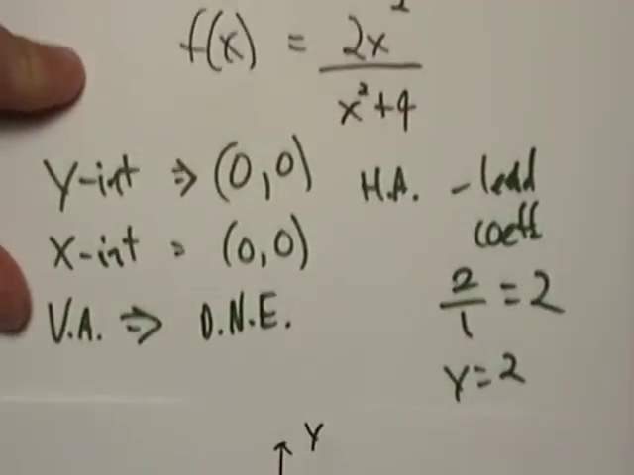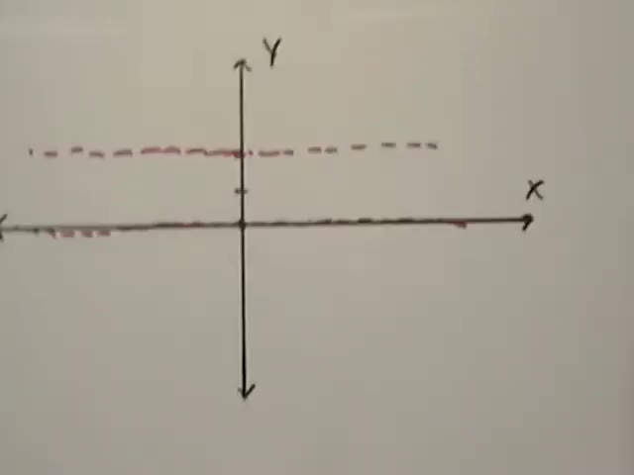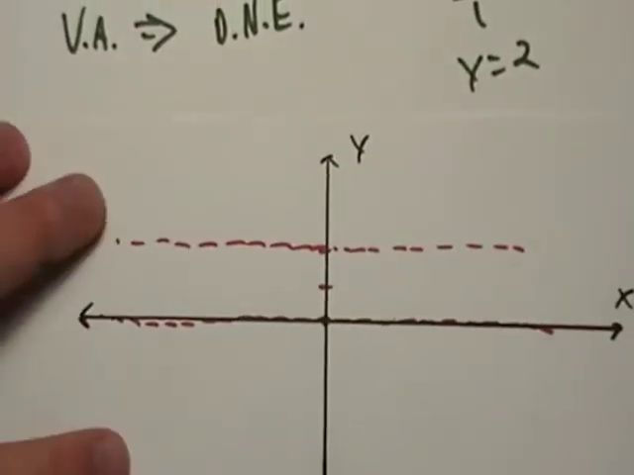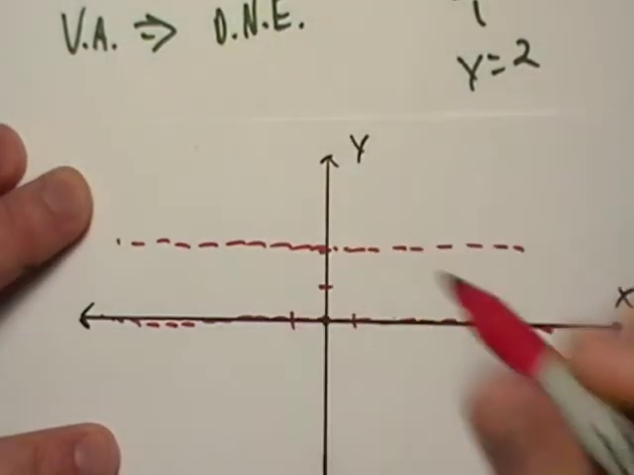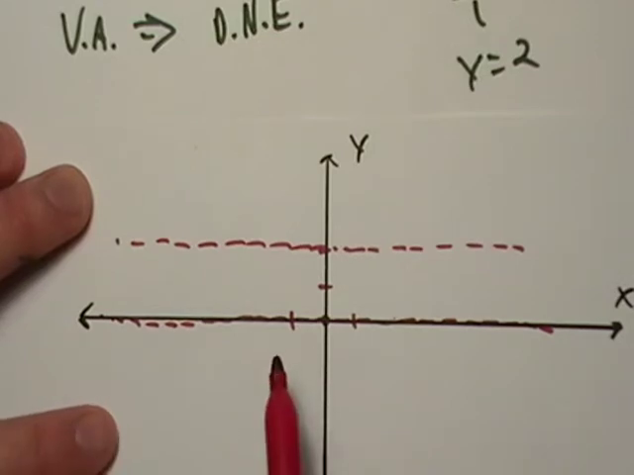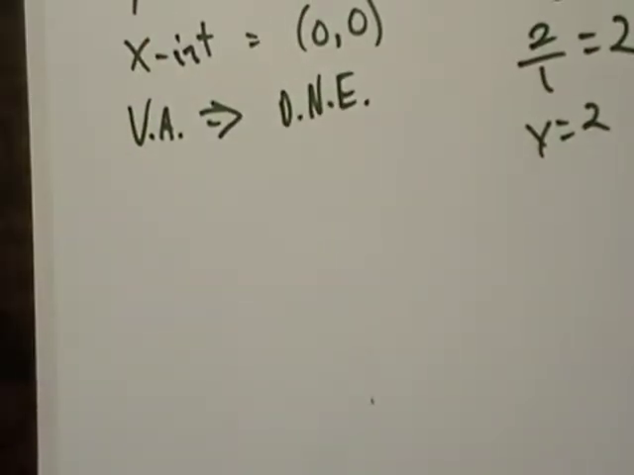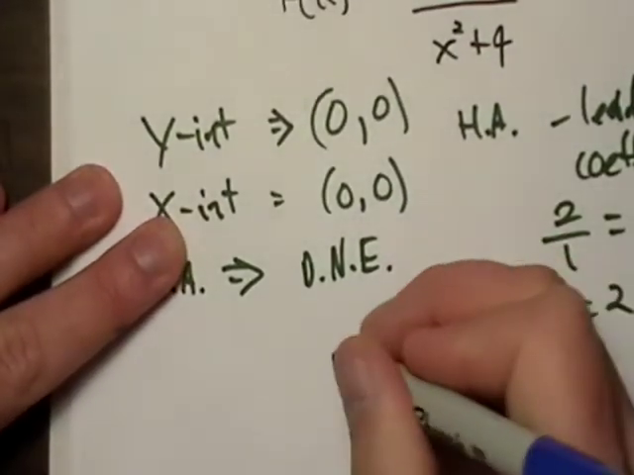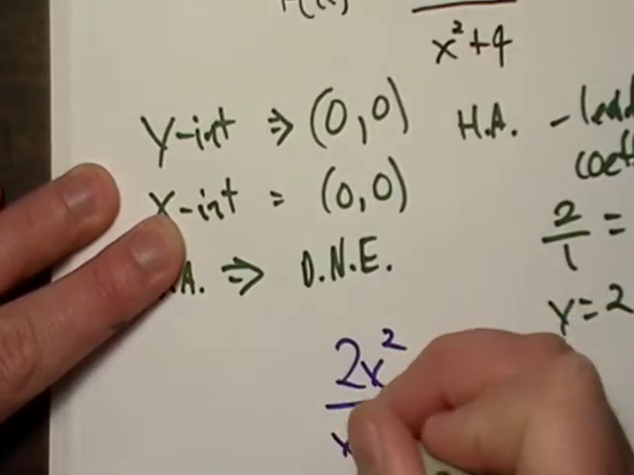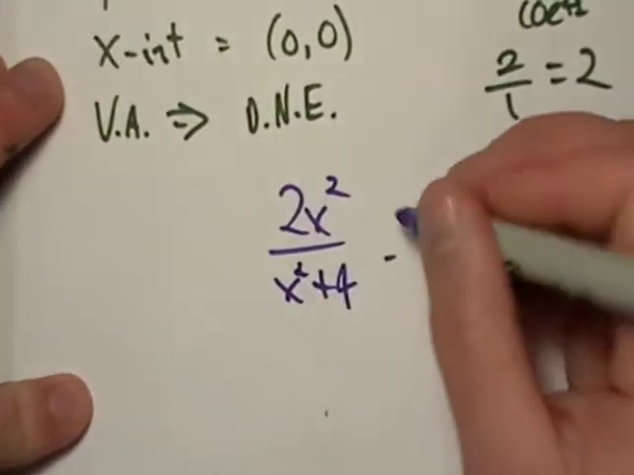Let's also think about a couple other things. I think we got about all the information we can out of that one. So what I'm going to do is pick some convenient, easy to graph points, and graph them. That'll be f of 1 and f of -1. Let's go ahead and do that and see what we get. So what do we have? 2x squared over x squared plus 4.